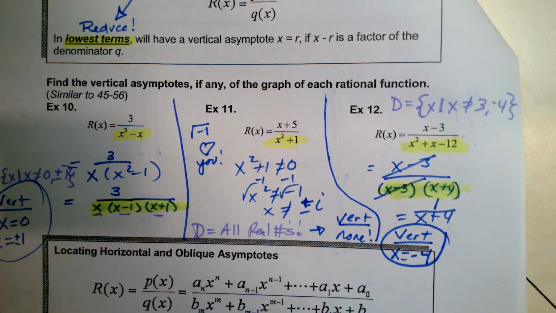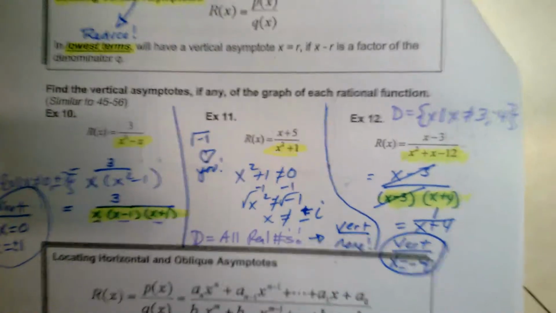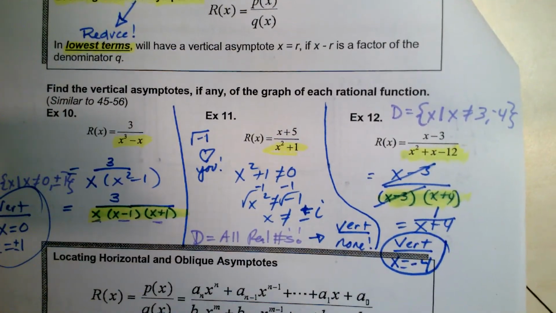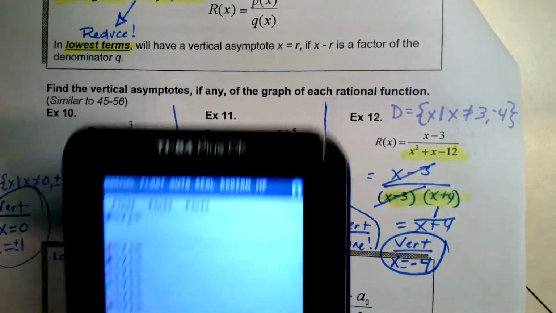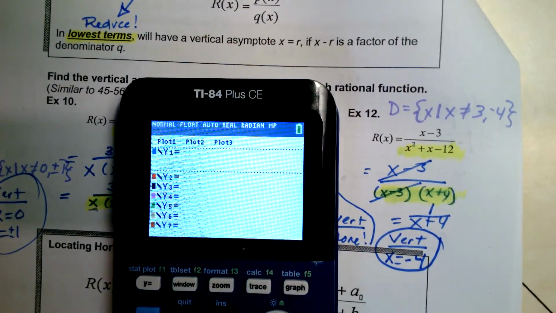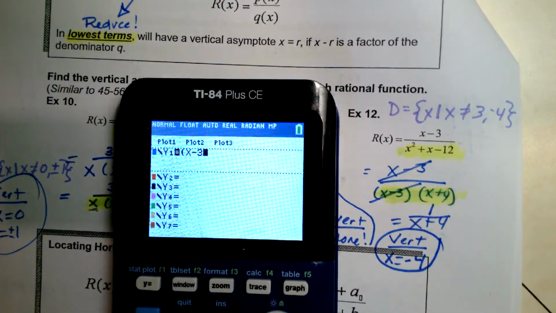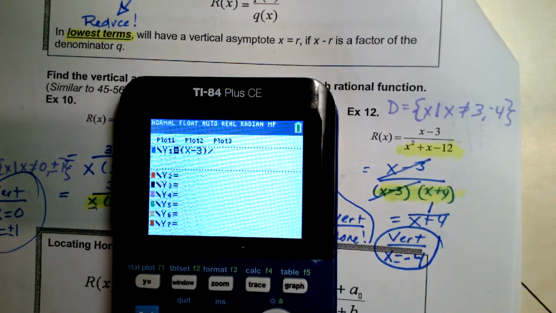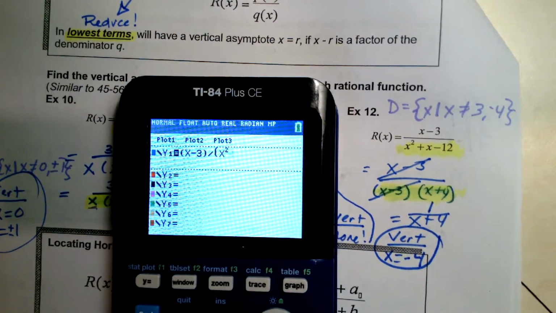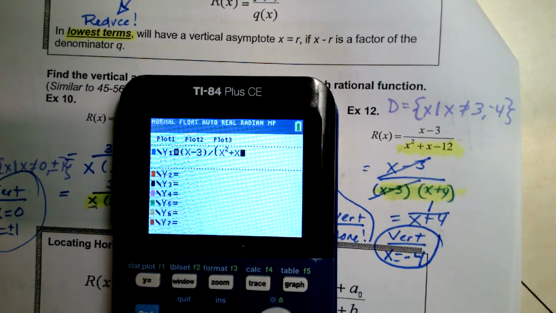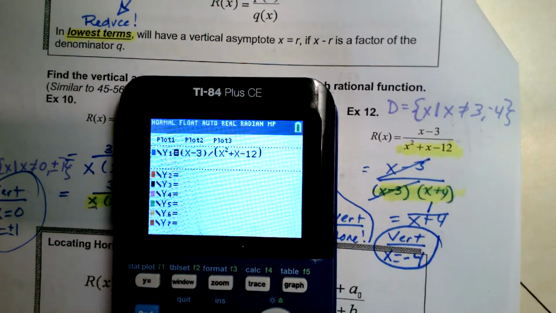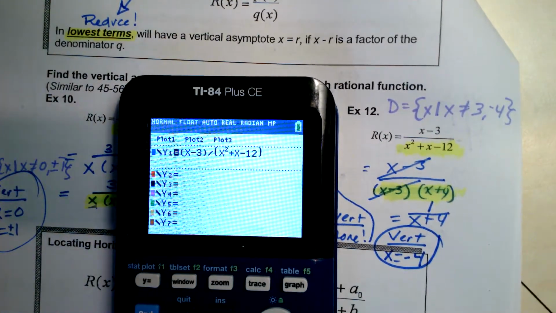Okay. Any questions on finding vertical asymptotes? So my question to you is, what's going on in this graph at 3? So this is where I throw this in the calc. I'm going to plug in the original equation here. I'm going to plug in parentheses x minus 3, close it, divided by parentheses x squared plus x minus 12.